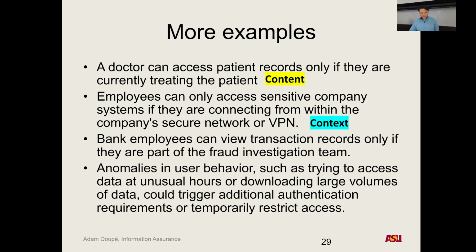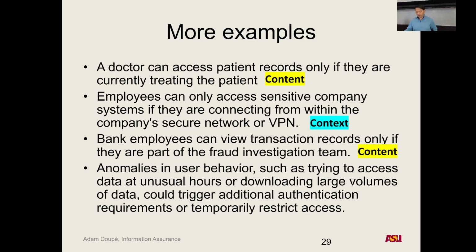And how about the second one? The employees can only access sensitive information when connecting via VPN. Because they use the VPN, they have a secure channel, so they can access that information because they have a secure way. The third one: the bank employee can view transaction records only if they are part of the fraud investigation team. The same as the doctor's example, right?